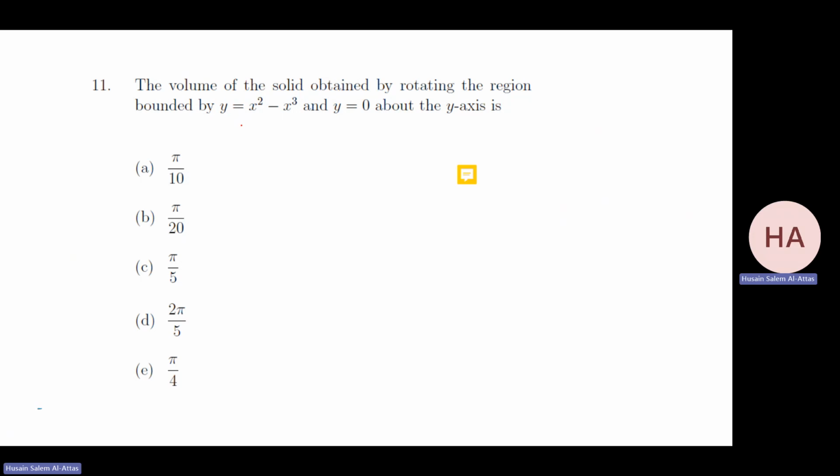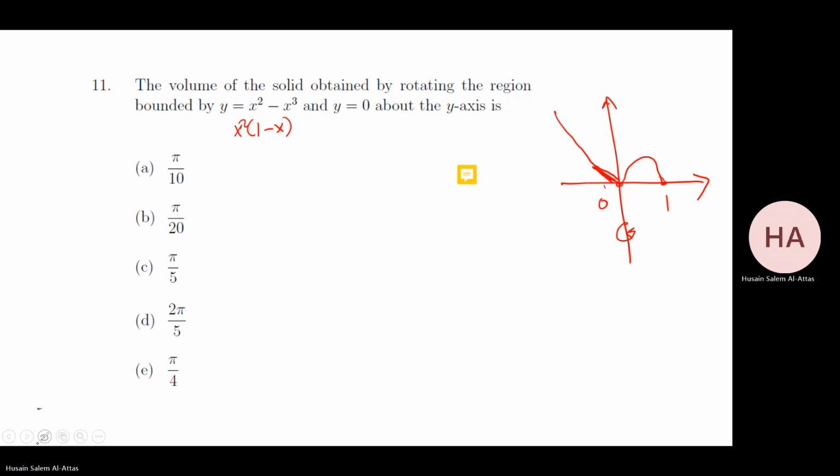I have the graph that will be x squared times 1 minus x. We have 0 and 1. The function will do something like this. It will be 0, and this is 1. It's positive here, then it touches and goes back. And y equals 0, which is the x-axis, about the y-axis. So this will be my line, parallel to the y-axis.